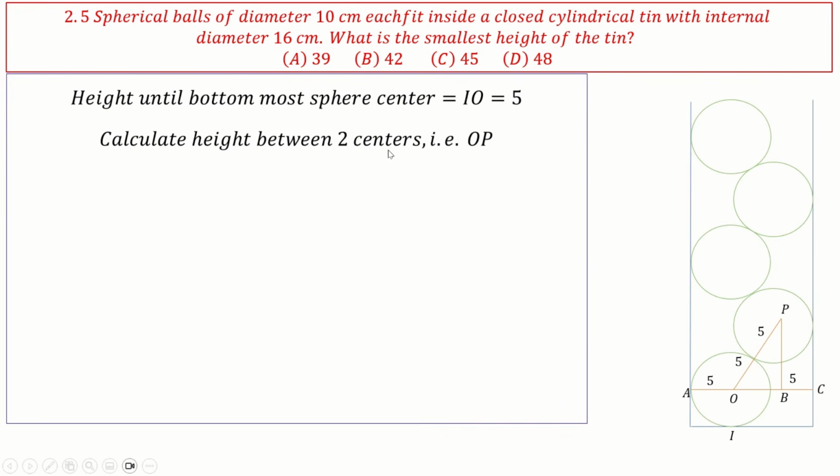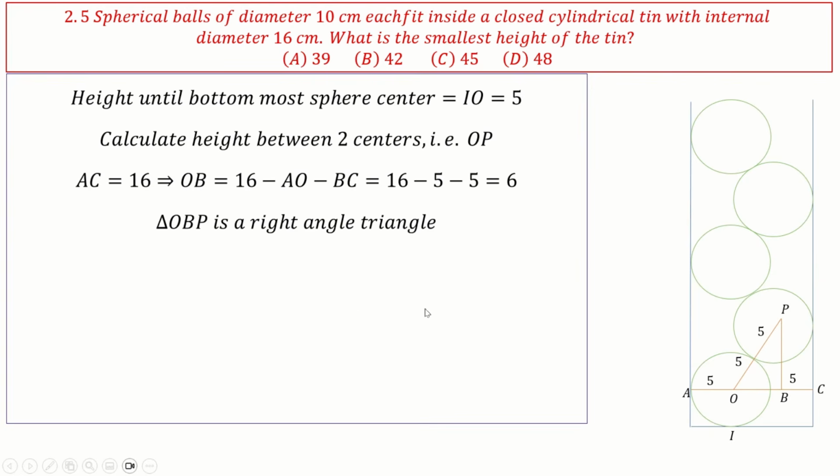So calculating the height between two centers, that is OP. OP is, we know, 10 centimeters. And AC is 16. So OB will be 16 minus AO minus BC, which is 6. So OB is 6. This is 10. So I get my PB. OBP is the right angle triangle. So PB is nothing but square root of 10 square minus 6 square, which is 8. Now I have my 8 here.